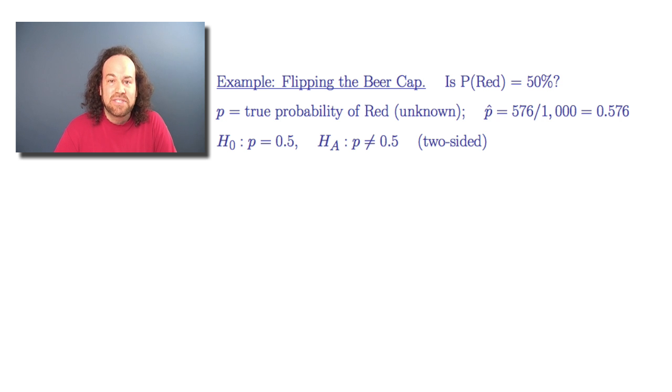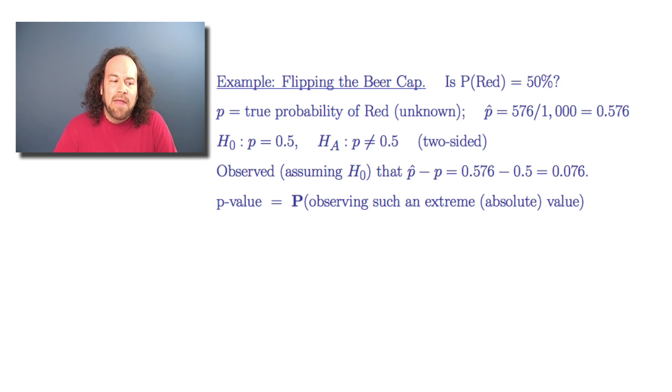So this is a two-sided test. We're not trying to figure out if it's strictly less or strictly more than 0.5, just if it's different than 0.5. So in this case, under the null hypothesis, we've observed that p hat minus p is 0.076. So the p-value now should be the probability of observing, in absolute value, because it's a two-sided test, an observation which is equal to that extreme or more extreme under the null hypothesis.